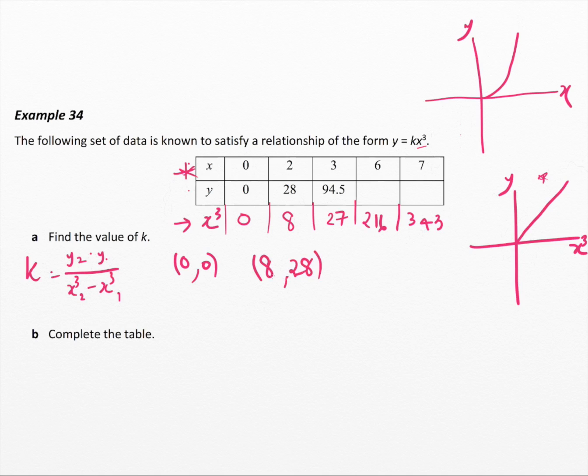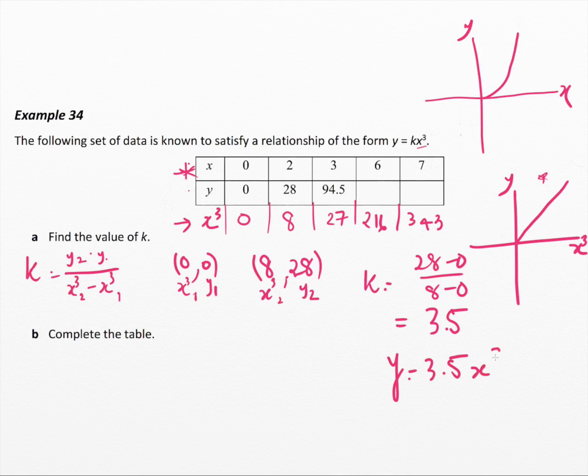And so all we want to do then is label them. So this is going to be x cubed 1, y1. This will be x cubed 2, y2, and then just apply that into our formula. So that'll be 28 minus 0 over 8 minus 0, which will give us 3.5. So my k value in this case is 3.5. If I were to write the equation, that would be y is equal to 3.5x cubed.